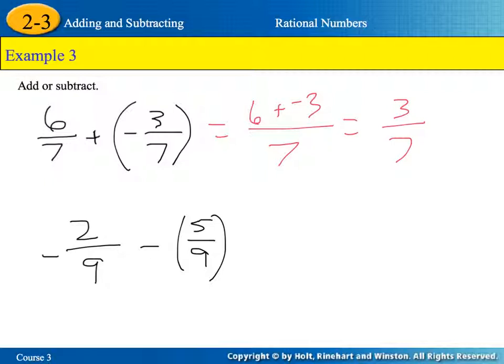Okay, remember, subtracting is the same thing as what? Add its opposite. Opposite of positive 5/9 is a negative 5/9. Keep your denominator the same. You end up getting -2 plus a -5, which is -7.